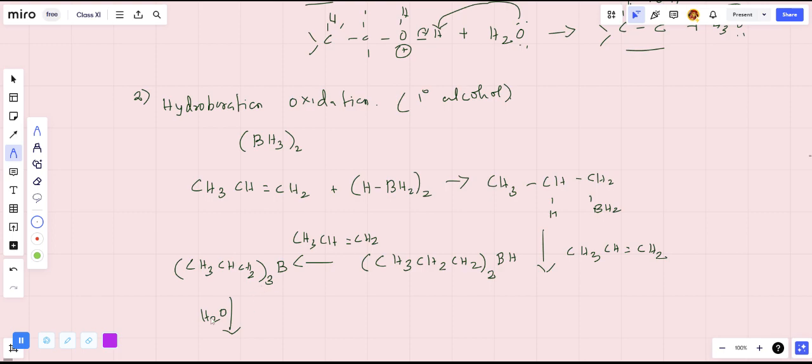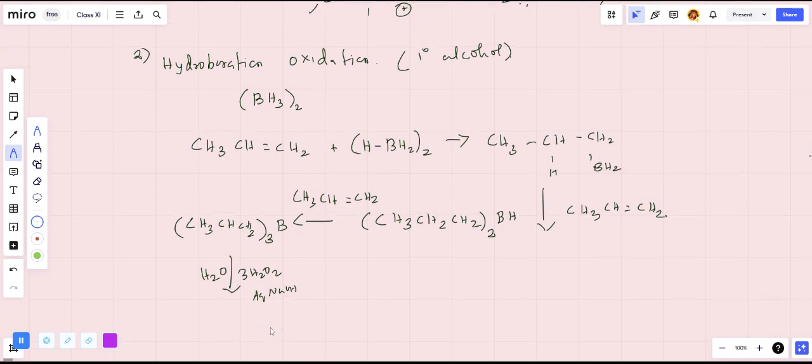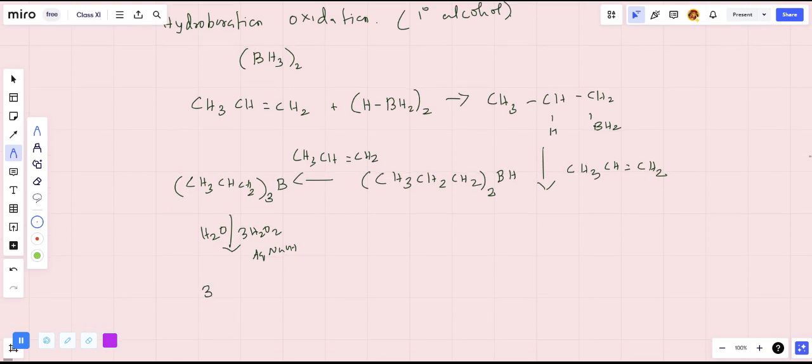This is oxidized to alcohol by treating it with hydrogen peroxide in the presence of aqueous sodium hydroxide. So we will get the primary alcohol CH3, CH2, CH2, OH plus B(OH)3. This is propan-1-ol. Here oxidation is taking place, so this is hydroboration oxidation.